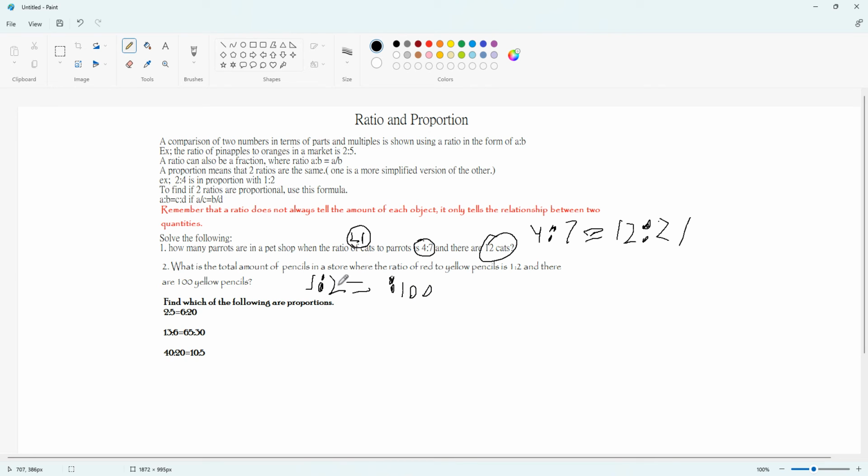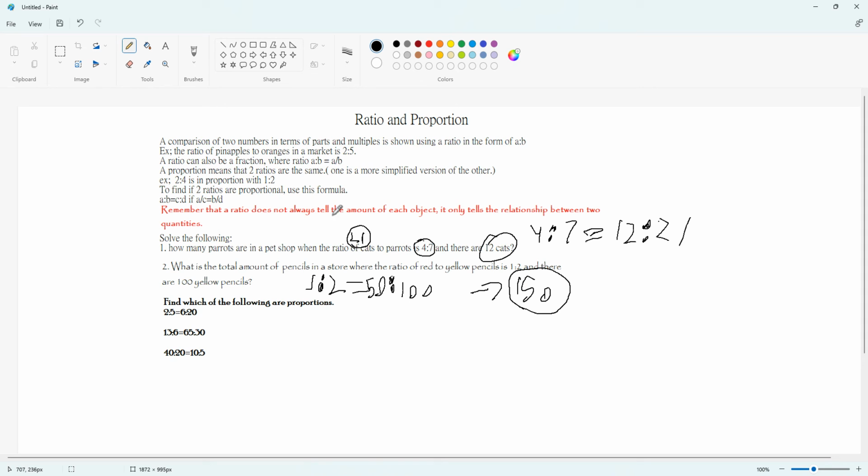Well, okay, now we can see that when we have 2 and we have 100, we can easily get 100 if we multiply 2 by 50. So we're going to do the same on the 1, and we're going to get 50 here as well. So 1 times 50 is 50, so we just put that there. So now we know that there are 100 yellow pencils and 50 red pencils. So now we can just add those together, and therefore we get 150 pencils in total in the store.